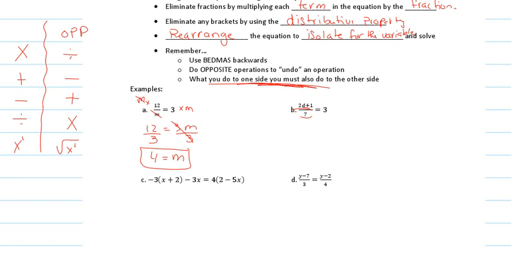So, how do you get rid of division by 7? What's the opposite of dividing by 7? Multiplying. Multiplying by 7. I have to do it to both sides, right? So it cancels. So I'm left with 2d plus 1 equals 21.